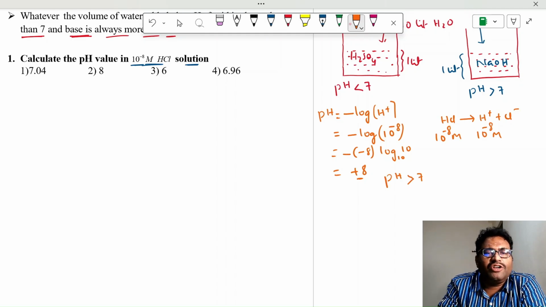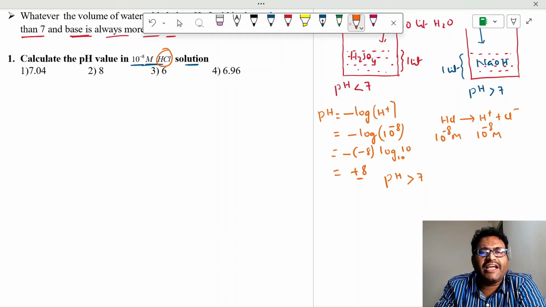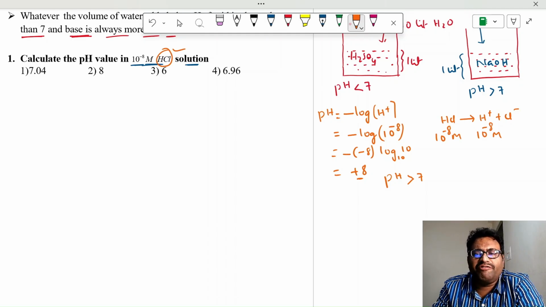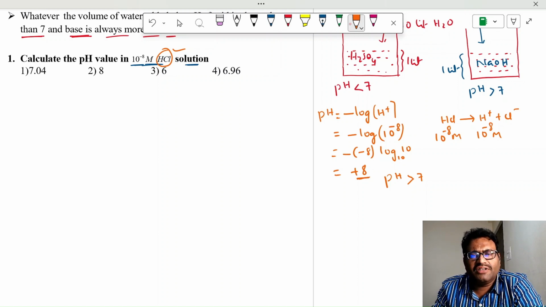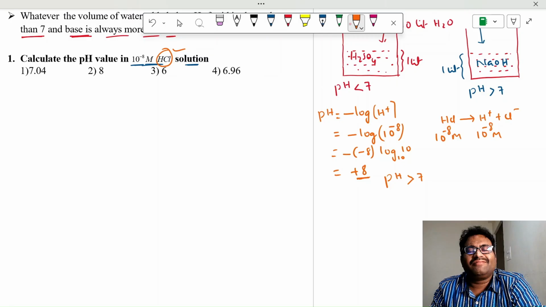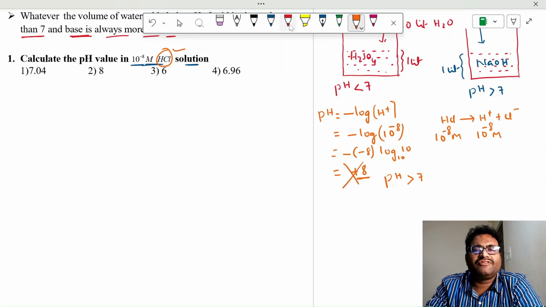So now what is this solution? An HCl solution. Can an HCl solution have pH equal to 8? Is it possible? pH 8 means what kind of solution? A basic solution. So this is not correct. This is wrong.